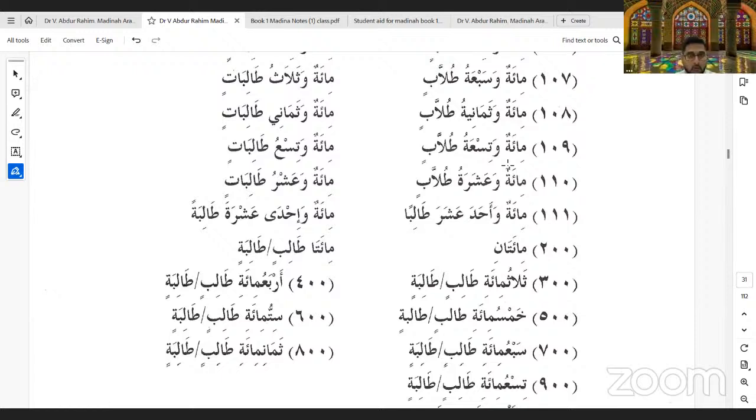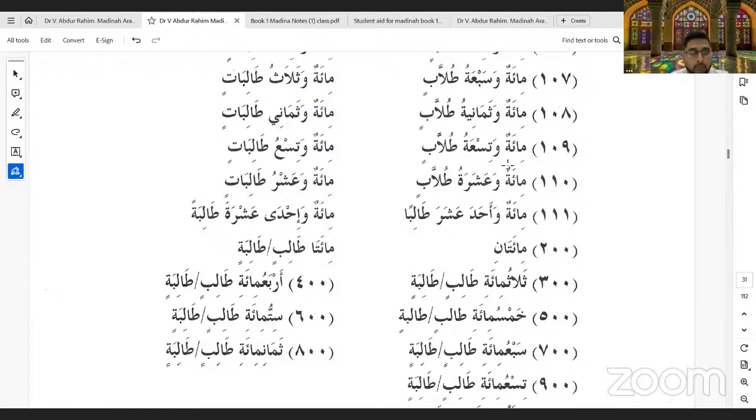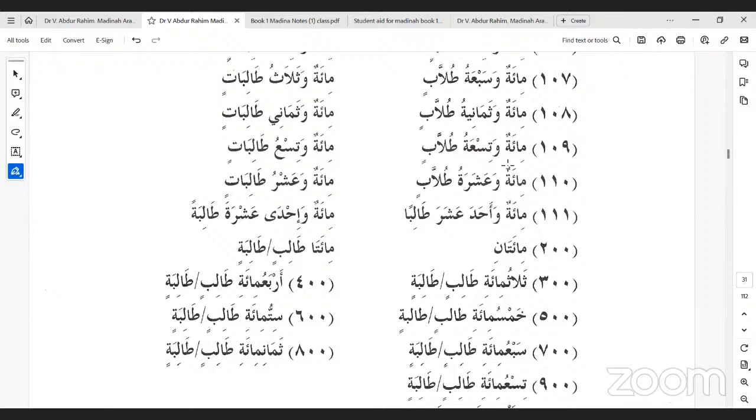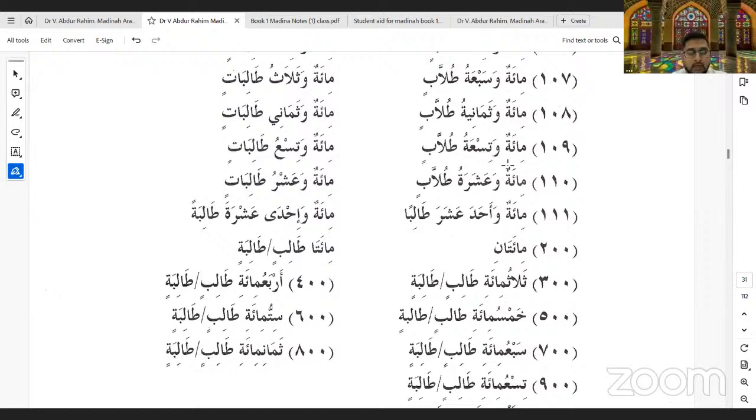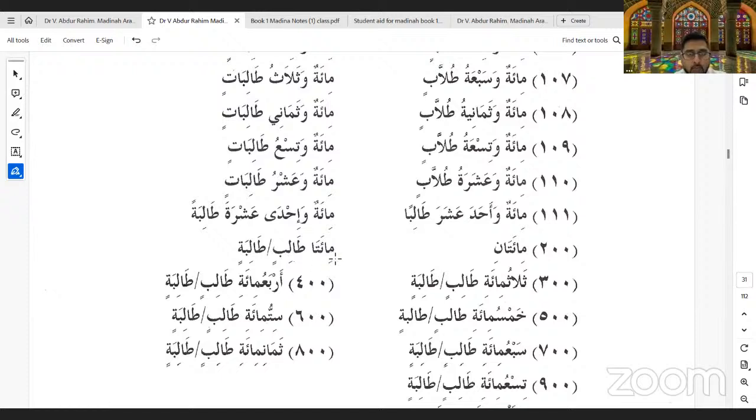Correct. And Miyata, Talibin, and Talibatin. What is this? Miyata? So here, mi'ata talibin. So this is 200. So what happens? Mi'atan is 200, but when counting it, the noon gets dropped. So instead of mi'atani, the noon gets dropped because it's mudaf ilayh. So it becomes mi'ata talibin or mi'ata talibatin.